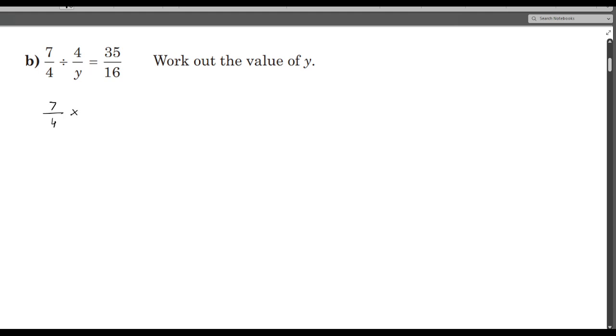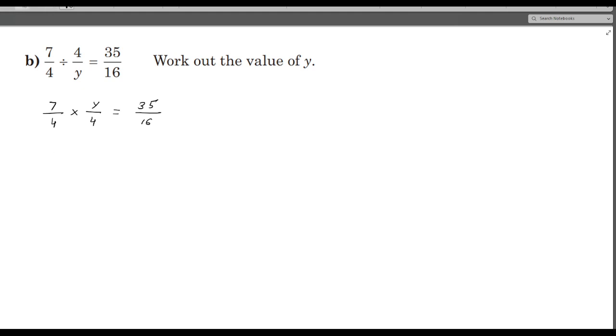So this division, if I convert it to multiplication, then this 4 divided by y, I have to take its reciprocal as y divided by 4. This is a very basic concept: division by any number is nothing but multiplication by its reciprocal. This is equal to 35 divided by 16. Now I want to find the value of y. So on both the sides we will multiply by 16 and divide by 7.